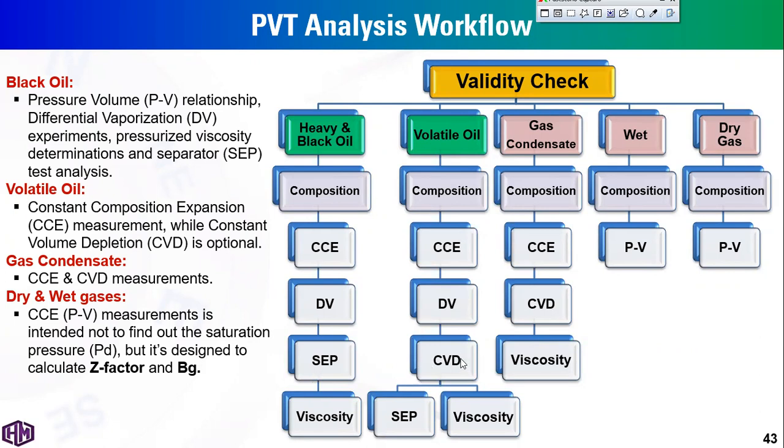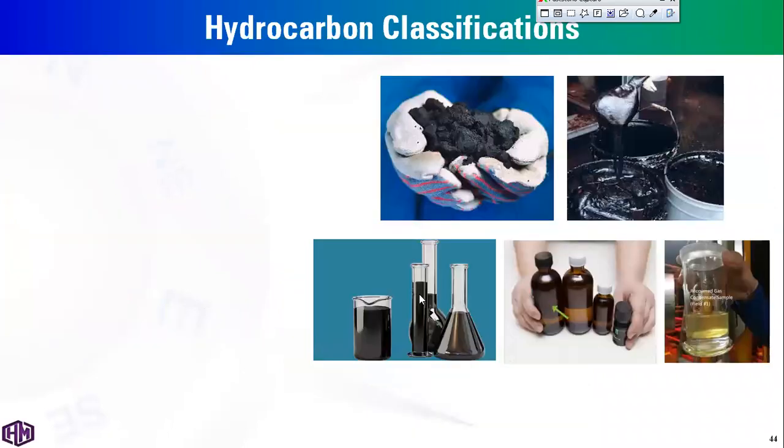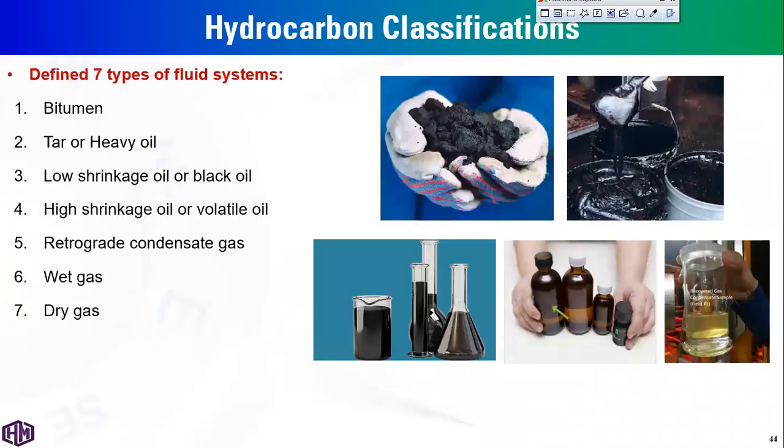We may apply CVD for volatile oil. For gas condensate, the same, CVD is very important. For wet or dry gases, the flash or PV relationship is sufficient, because we will estimate all of the gas properties based on gas composition and the data from flash vaporization. So, a quick overview of different types of hydrocarbon or hydrocarbon classifications.